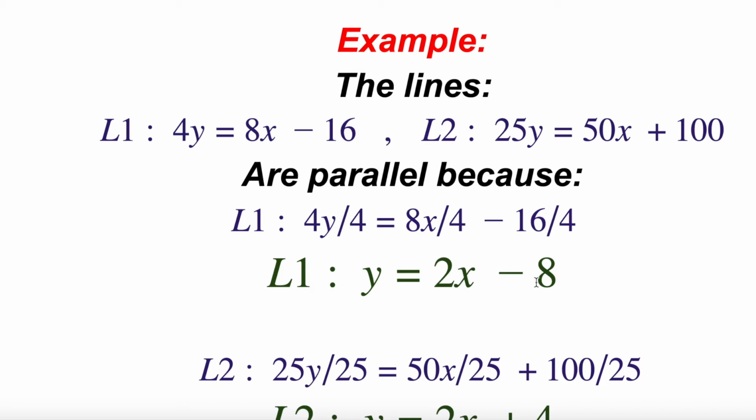So you need to divide both sides by 4. So I divided everything by 4. 4y divided by 4 is y. Now it's appropriate. 8x divided by 4 is 2x. Negative 16 divided by 4 is negative 4. So the slope of the first line is 2.